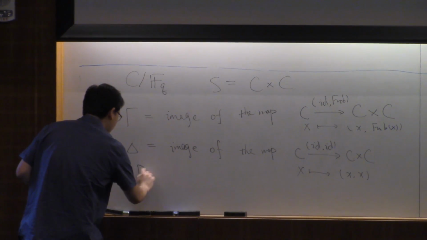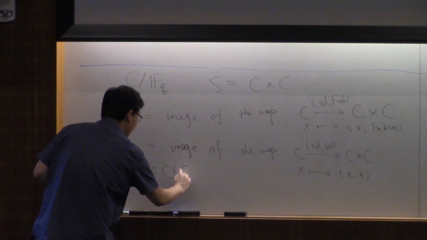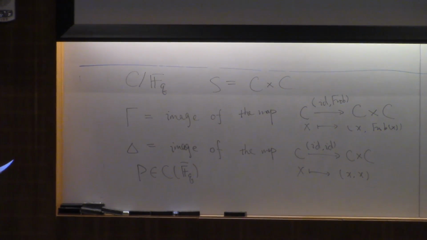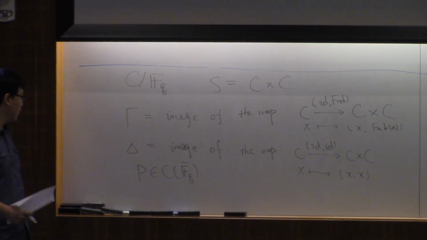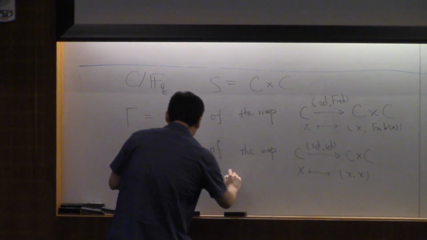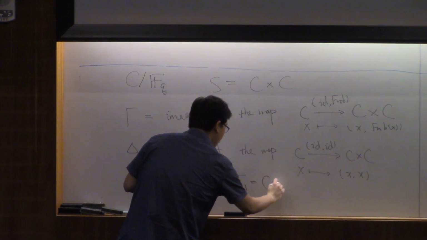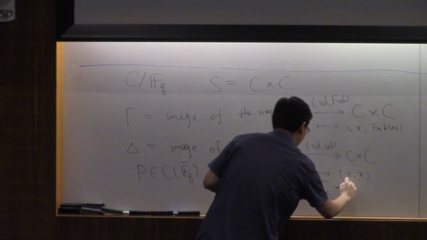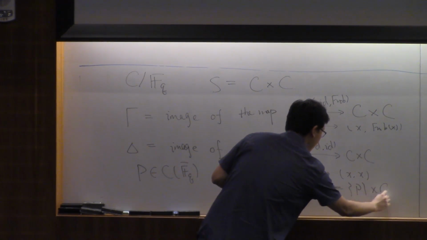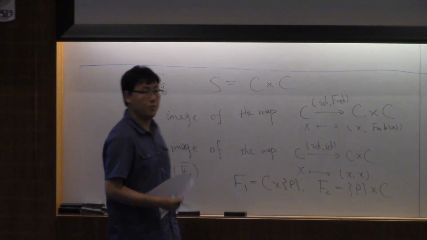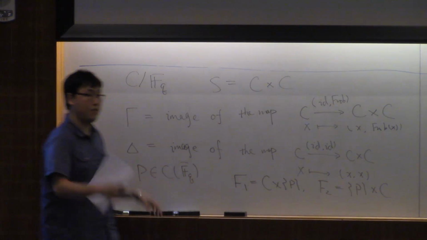And finally, I still have two more curves. I just fix a point P on the curve C. It may not be defined over F_q; it's just a closed point defined on the curve C. Then I define F1 to be C times the point P, and F2 is P times C. So these two curves are on the surface S, but they are not defined over F_q, they are defined over F_q bar.